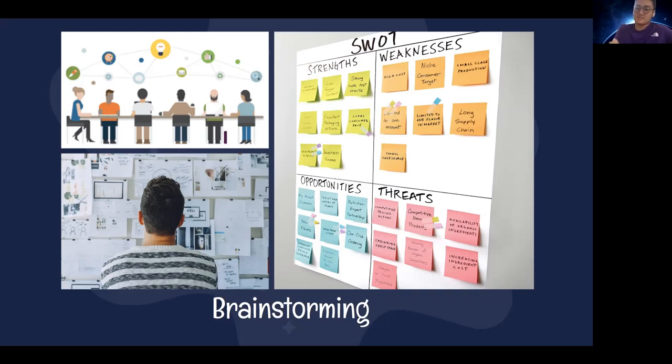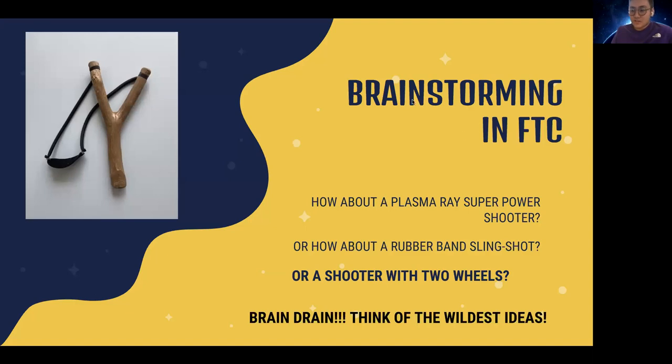A SWOT analysis is kind of used to see, you guys probably know what it is, but brainstorming is seeing what type of ideas we can have for our solution. So brainstorming in FTC, crazy ideas. How about a plasma ray shooter, power shooter? How about a rubber band slingshot, or how about a shooter with 2 wheels?